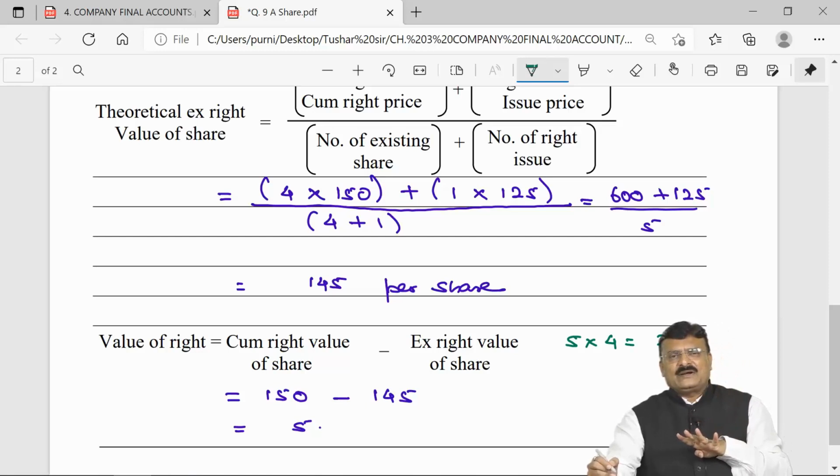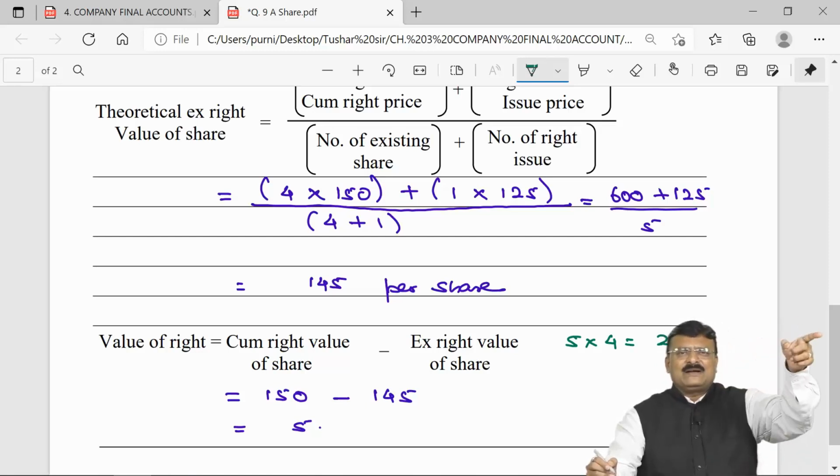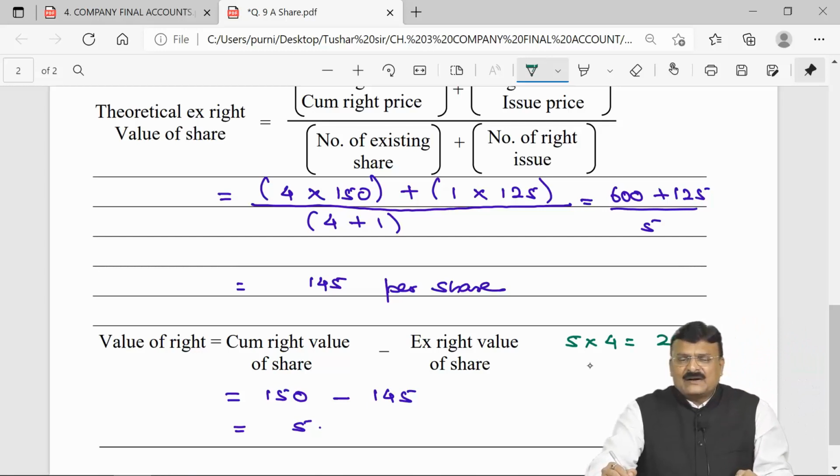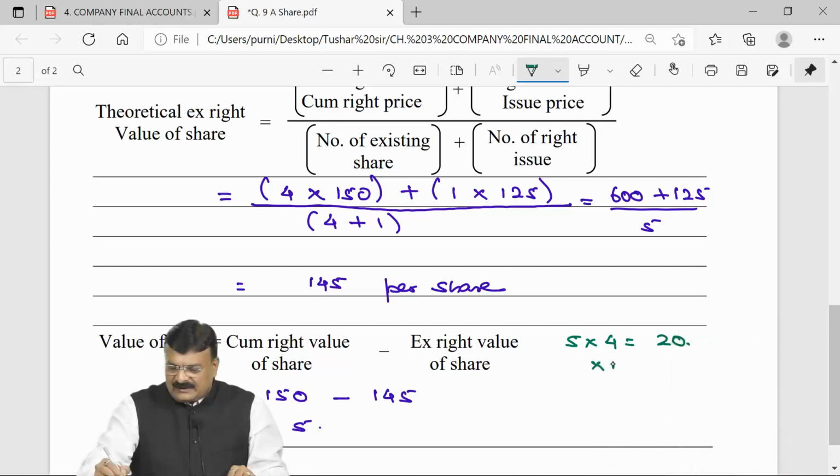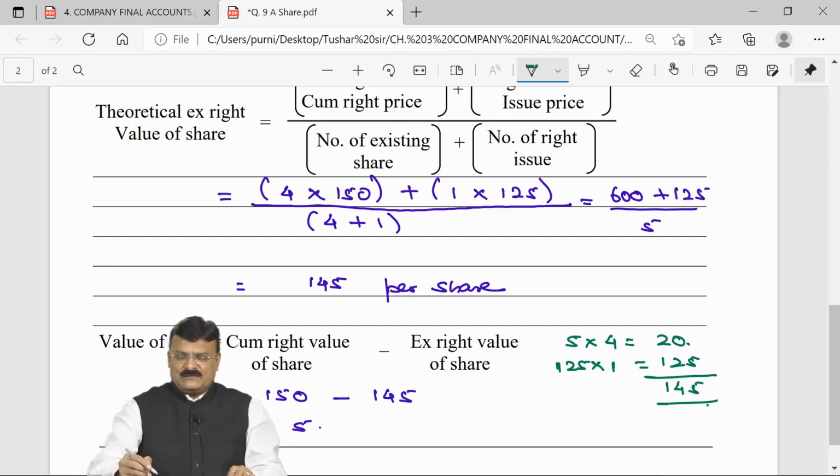On the basis of 4 entitlements, Mr. X will apply to the company to get one right share. So for one right share, the offer price of right issue is how much? 125. So he has to pay to existing shareholders 20. He has to pay to the company 125. What does it mean? How much total payment is he making? 145, and that is his fixed right.